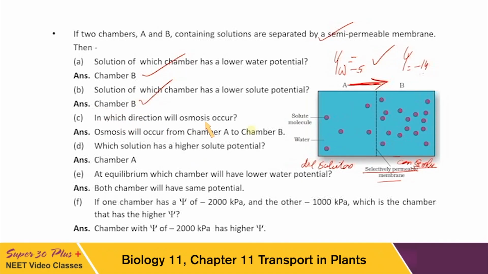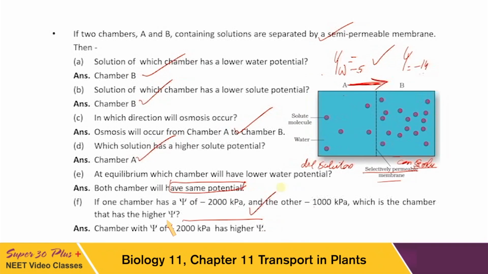In which direction will osmosis occur? From high water potential to low water potential, from chamber A to B. Which solution has high solute potential? Obviously this one has high solute potential. At equilibrium what will happen? Which chamber will have lower water potential? No, when equilibrium is reached, both chambers will have the same water potential. You see, one chamber has minus 2000 kilopascal and the other has minus 1000 kilopascal water potential. So which is higher? The chamber with minus 1000 has the higher water potential. Is it clear to you?